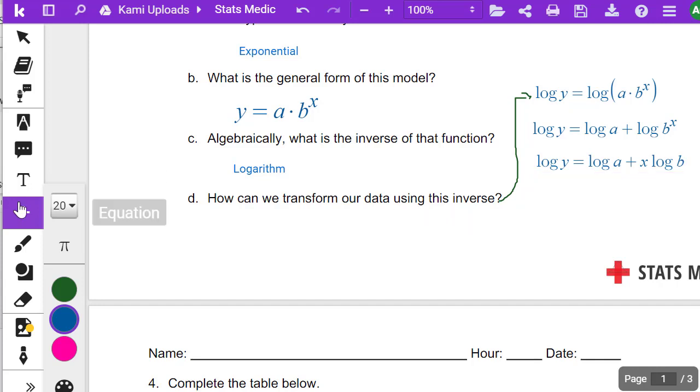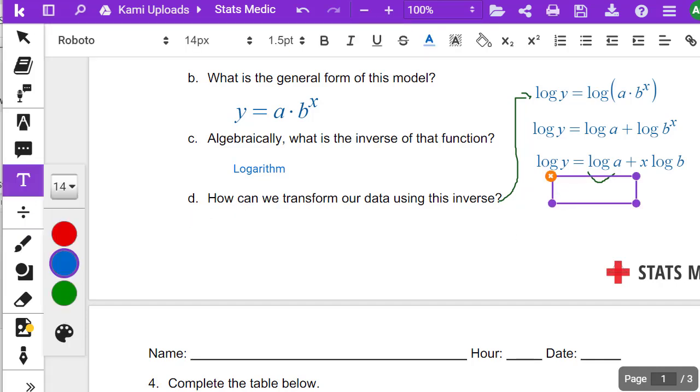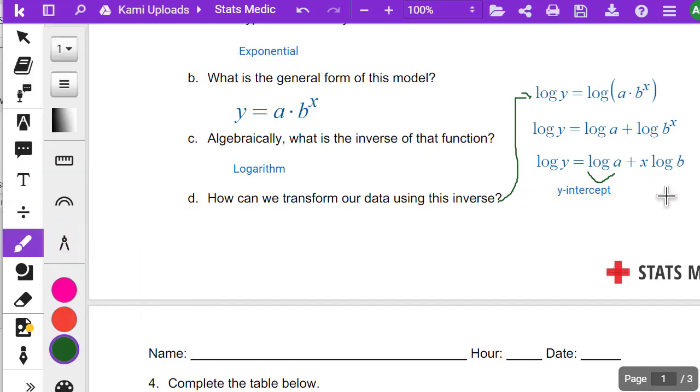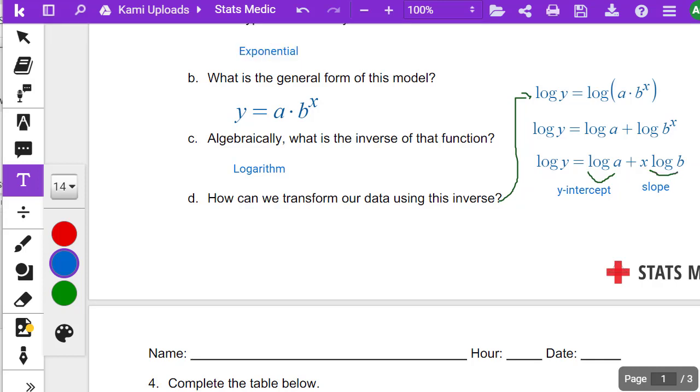All right. So right here, that is your y-intercept. And then your slope, that's your, sorry, not the x. X isn't the slope. The thing multiplying x is the slope. So that is your slope. All right. So now we have a linear form. So it's like this is your new y, your transformed y. X is still x. And then we just have some logs for our slope.